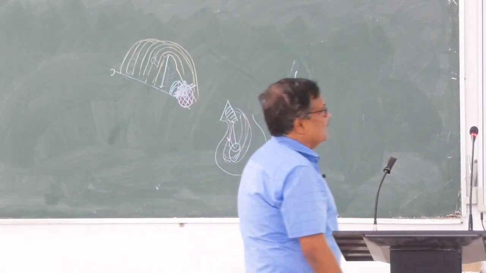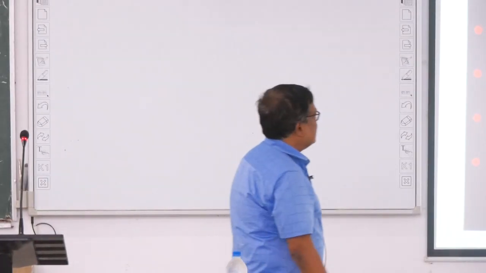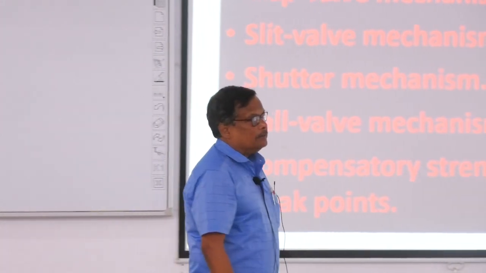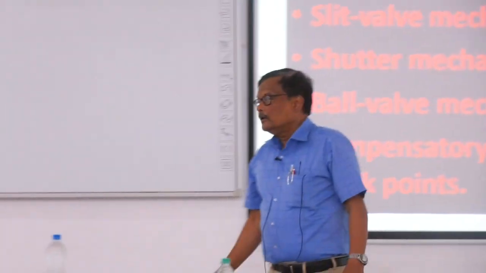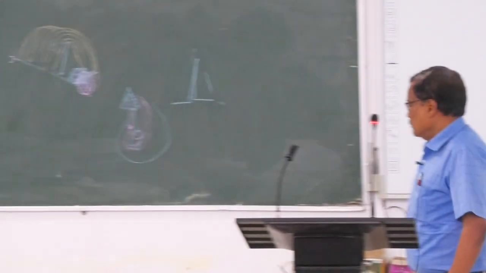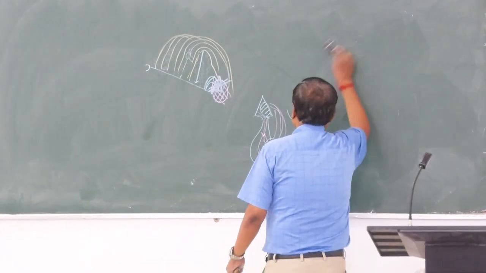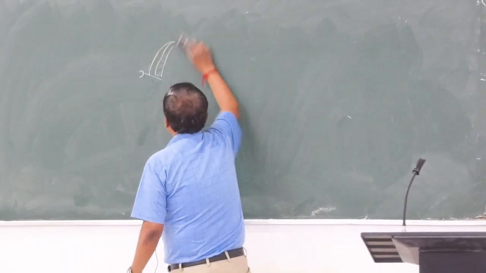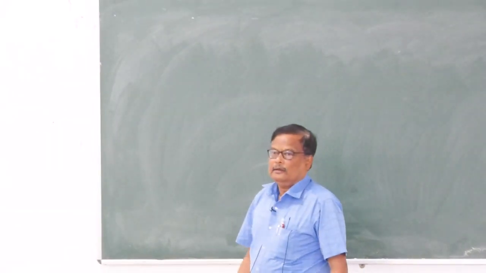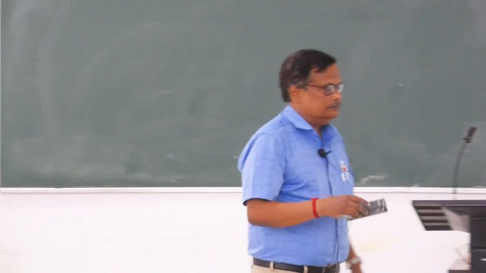Obliquity of the inguinal canal. Number 2, flap valve mechanism. Number 3, slit valve mechanism. Number 4, shutter mechanism. Number 4, ball valve mechanism. Number 5, compensatory strengthening of the weak points. So খুব often it comes in the oral, and this is known as the defense mechanism of the inguinal canal. It is known as the defense mechanism of the inguinal canal.